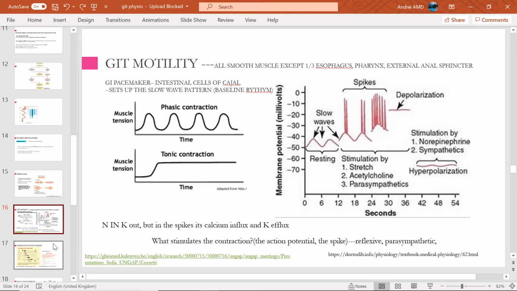Oh, and remember this is stimulated by a hormone called motilin. It's a hormone, and its job is to do this motility. It's in the name too, so I think it's not that hard to remember.